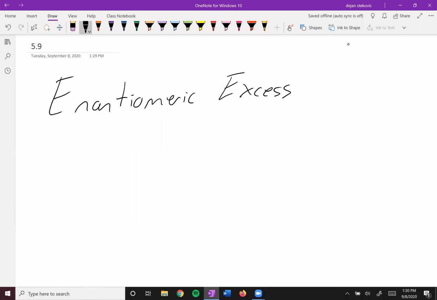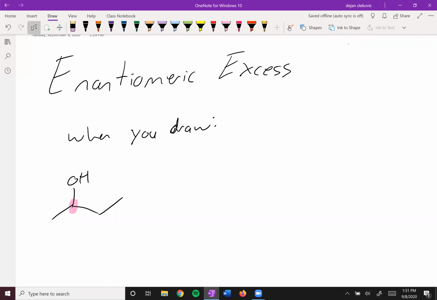All right, so next topic we're going to talk about is enantiomeric excess. And so let's take a look at when we draw something, what do they mean? So when you draw this, right, there's a stereo center right here. This carbon is chiral. But when you draw it like this with no wedges or dashes, you're not indicating whether this is left or right-handed.